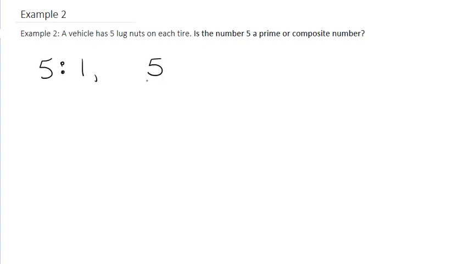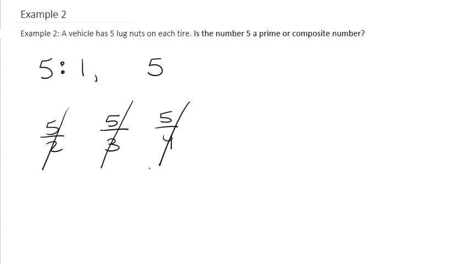Now, we can't divide 5 by 2 because that gives us 2.5, and that's not a whole number, so that doesn't work. Now 5 divided by 3, that also doesn't give us a whole answer. And now let's look at 5 divided by 4, and that also does not give us a whole number. So we would say that 5 can only be divided by 1 and itself, and therefore it's prime.